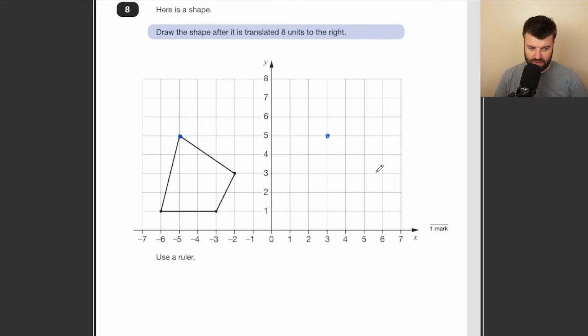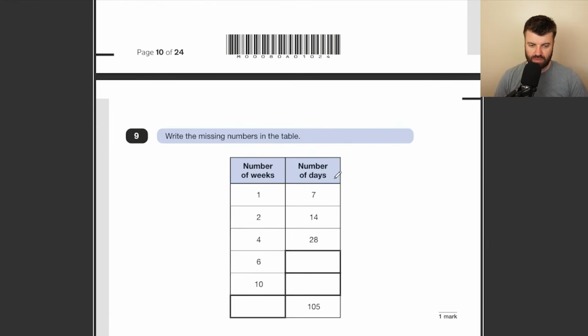-2, add on 8, we should end up with 6. -3, add on 8, we should end up at 5. You can count 8 if you're less confident at doing this. It's no problem. And then -6, again, add on 8, we get -2. Draw the shape. Your shape's going to be much better than mine because I'm doing it freehand with the mouse, the famous mouse. Bit rubbish, but look, you get the idea. As long as it's 8 over, you're going to get the mark, no problem.